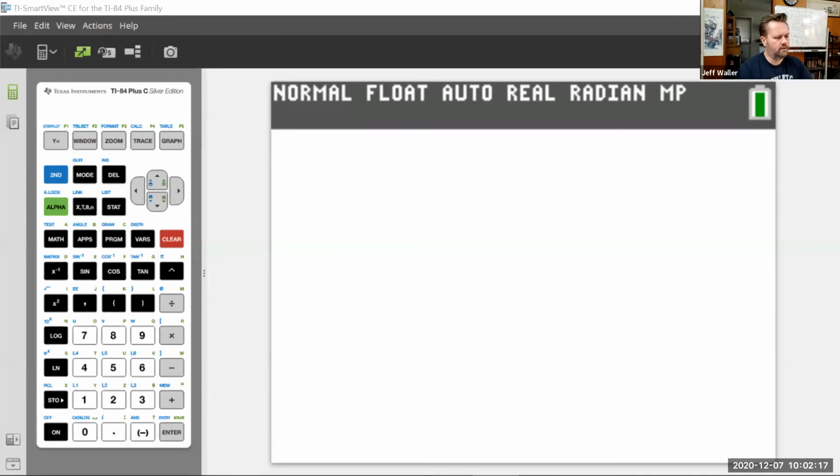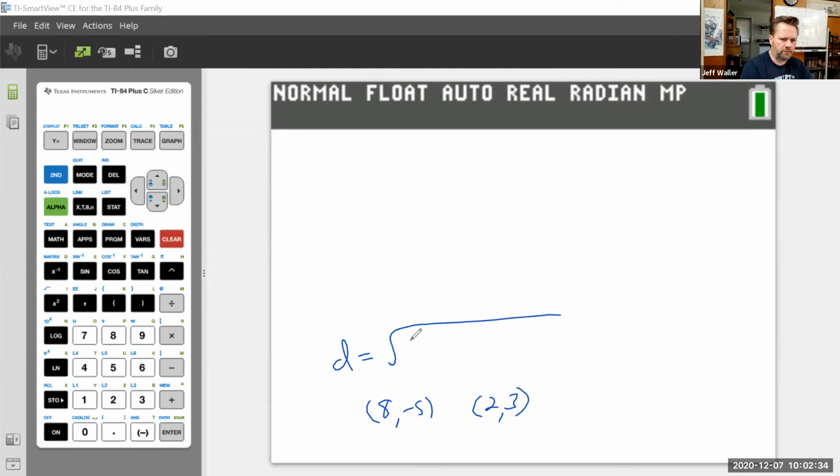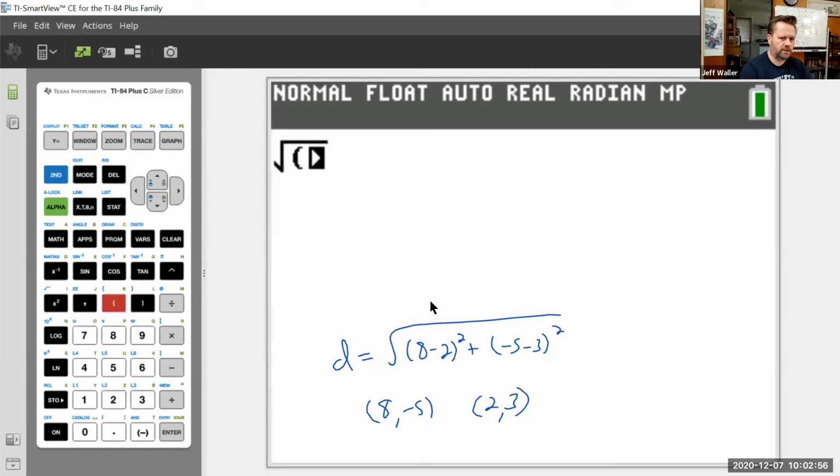Yes. So for example, let me do this. Distance formula. Let's say I have the points 8, -5, and 2, 3. So the distance formula would be 8 minus 2 squared plus -5 minus 3 squared, right? Yes. Okay, so if you wanted to put all that in without doing any by hand work, here we go. You would do square root, parenthesis. You're going to put it in exactly like this.